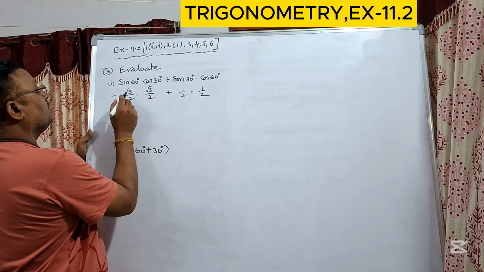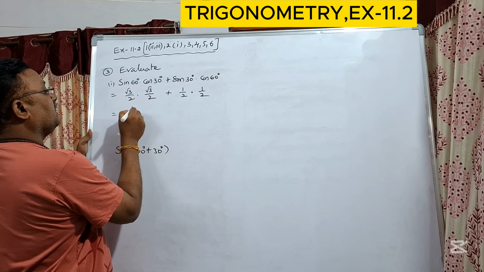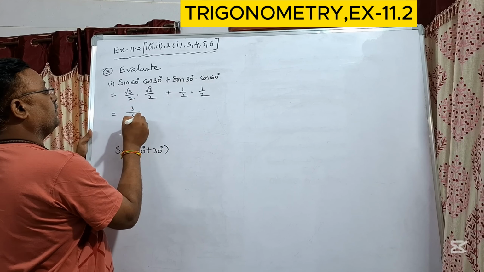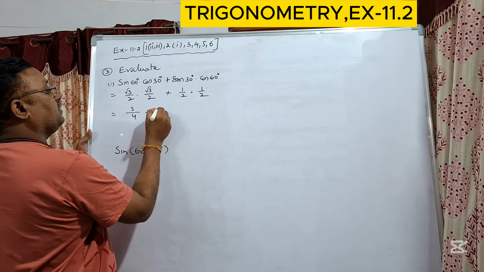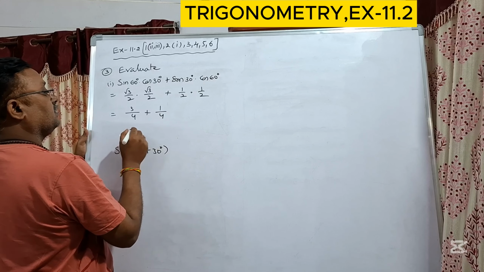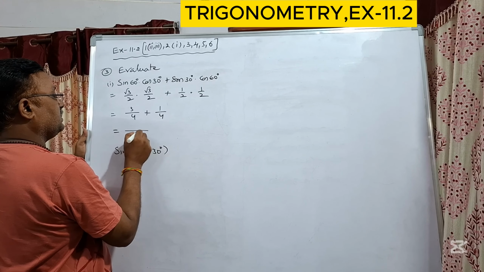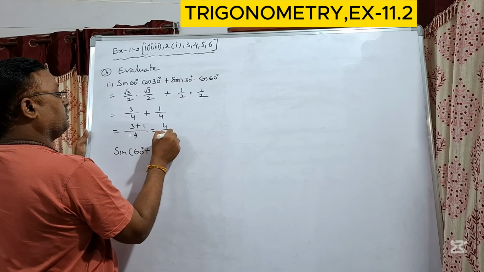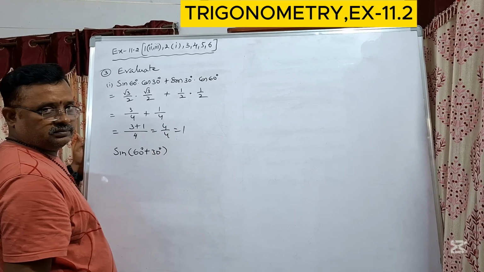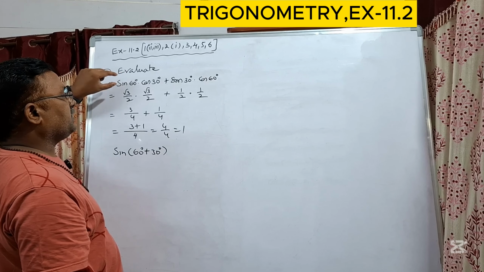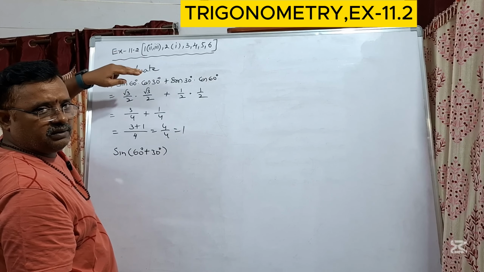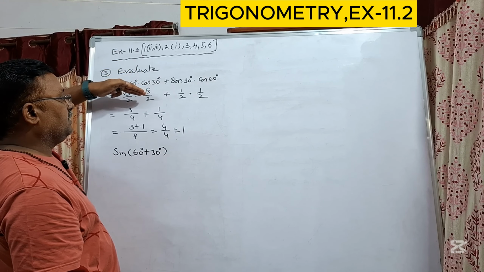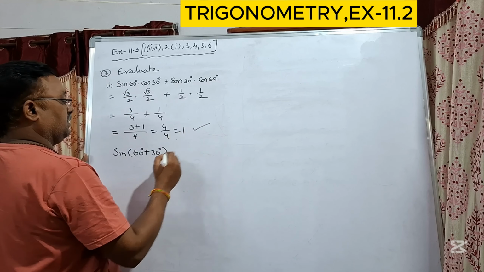This is equal to root 3 into root 3 is 3 by 2, 2s are 4, plus 1 into 1 by 2, 2s are 4, which is equal to... 4 is the LCM for the fractions. This is 3 plus 1, that is 4 by 4, which is equal to 1. So first we needed this value, and we substituted the values and simplified, we got it as 1.